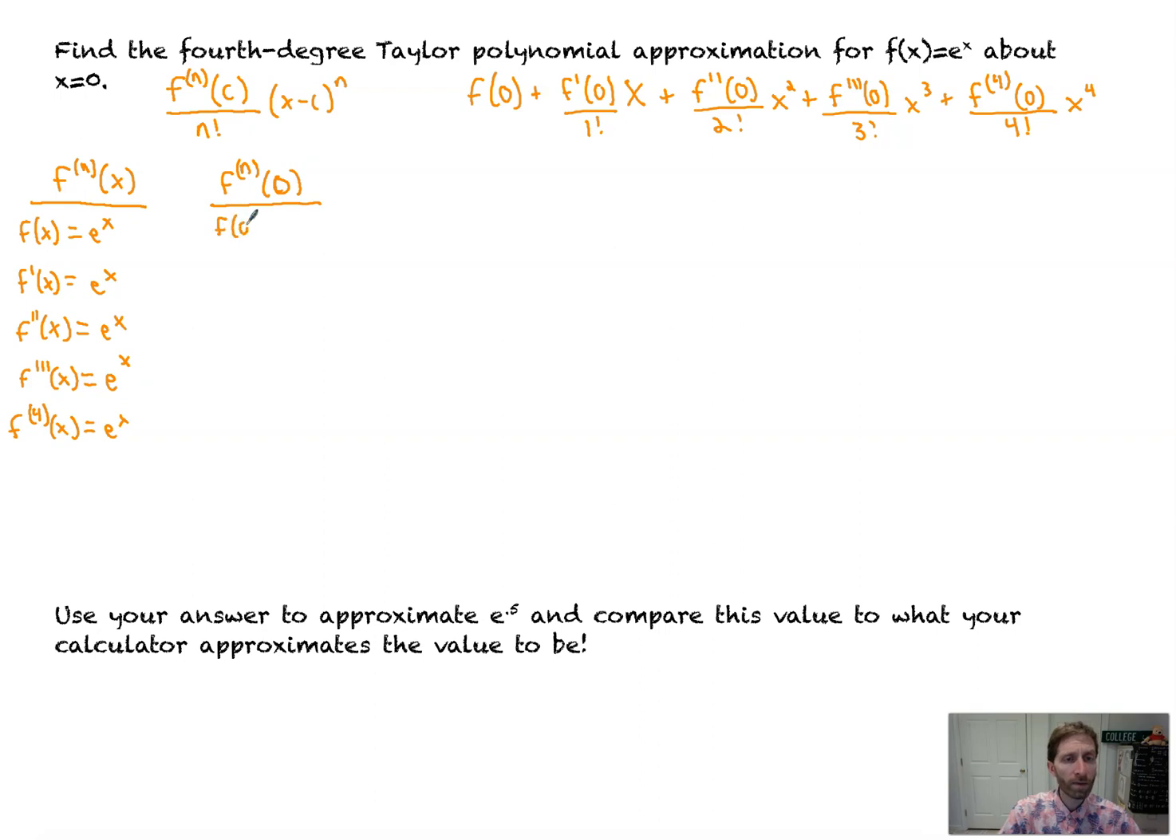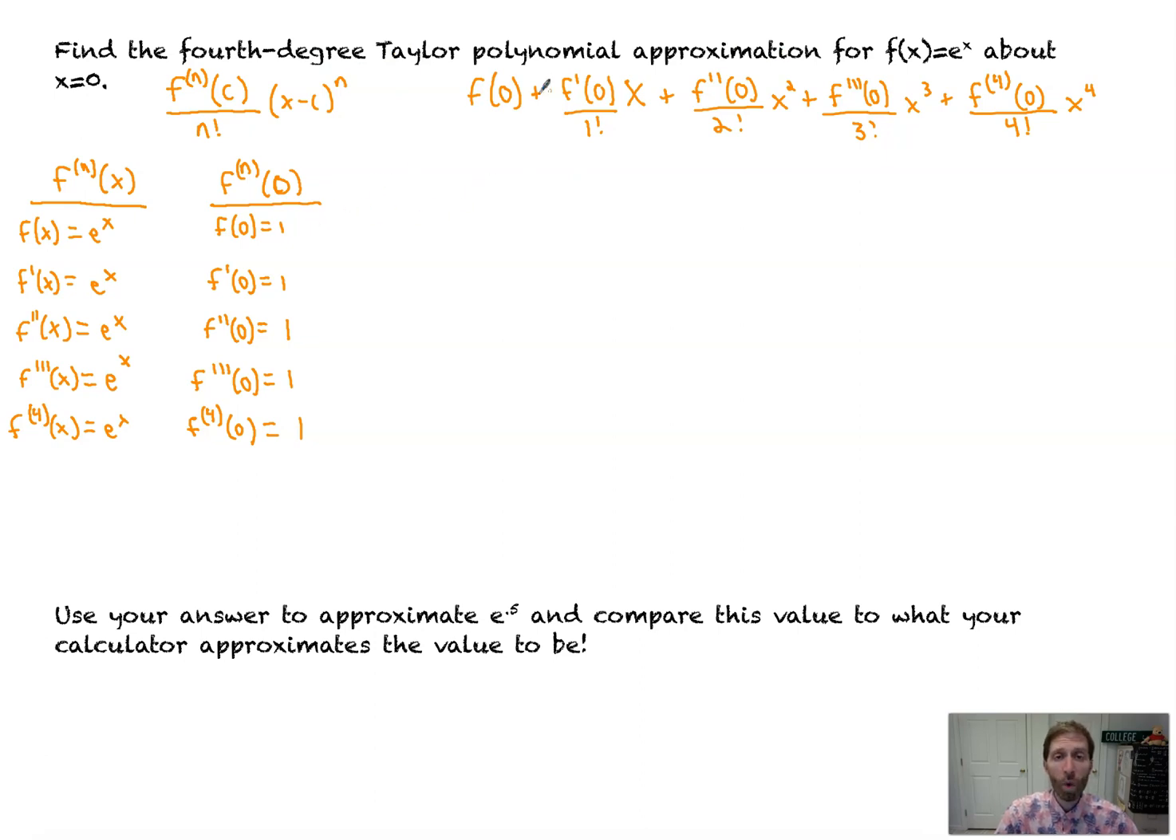F of 0 is equal to 1. E to the 0 is 1. F prime of 0 is going to be equal to 1. F double prime of 0 also equal to 1. F triple prime of 0 is equal to 1. And f quadruple prime is equal to 1. I think that's 1 in German. I don't know German very well. Okay, anyway, so that'd be 1 in French. So that would be equal to 1. So now we've got all 1s. Just plug it into your Taylor expansion here and you'll have your fourth degree Taylor polynomial.